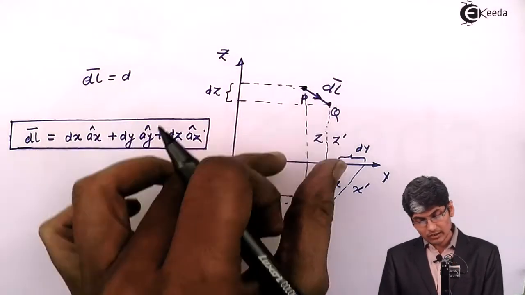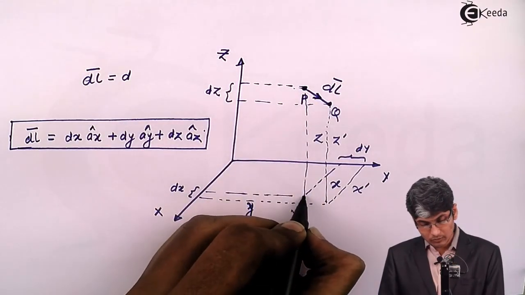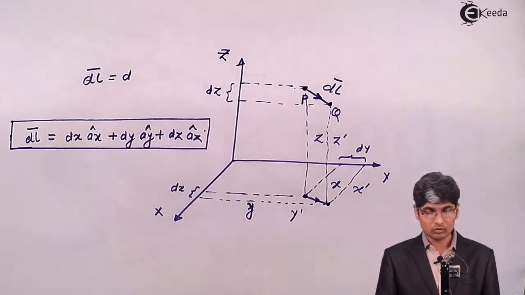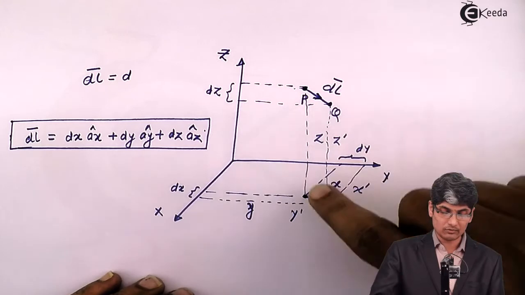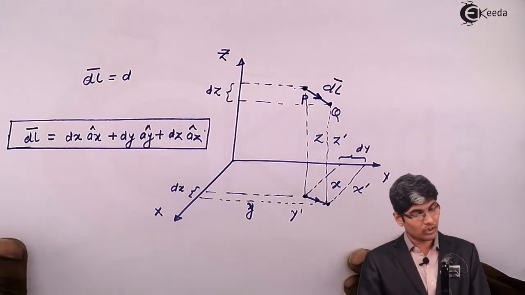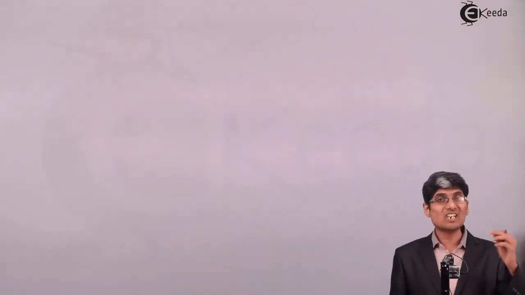Okay, you can plot this line down. It will also be from this point to this point, but that will not be exactly correct, because z is also associated. It is just a projection of this line on the xy plane, how it will look on the xy plane, the shadow. Okay, then this is all about differential length.